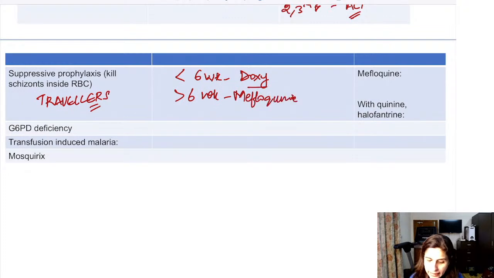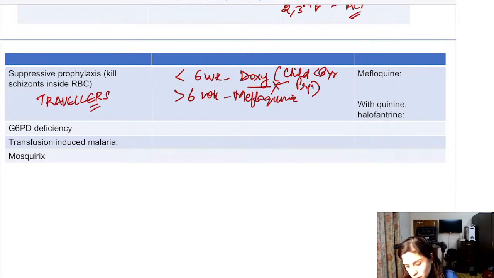But in case it's a child less than 8 years or in pregnancy, we cannot give doxycycline then. Okay, then we cannot give doxycycline. Contraindicated in children less than 8 years as well as in pregnancy. Then you have to go with mefloquine only, because mefloquine is given actually just once a week.